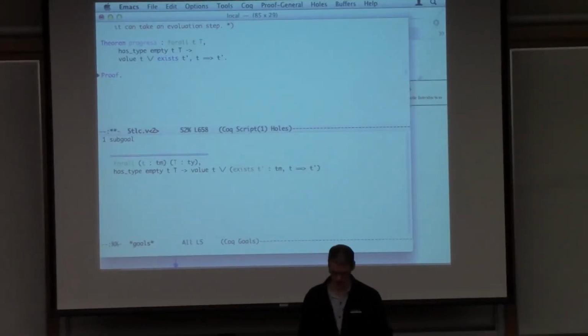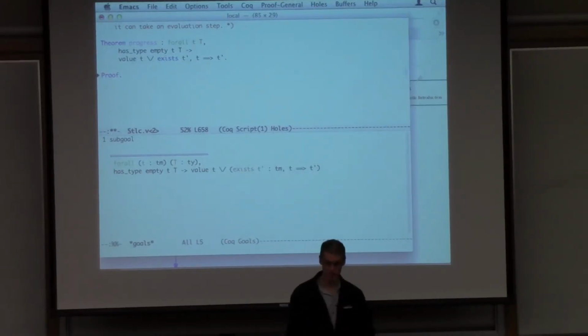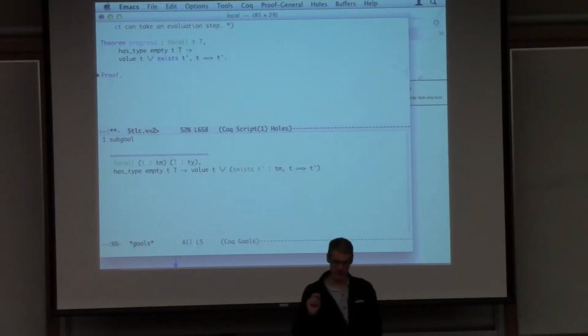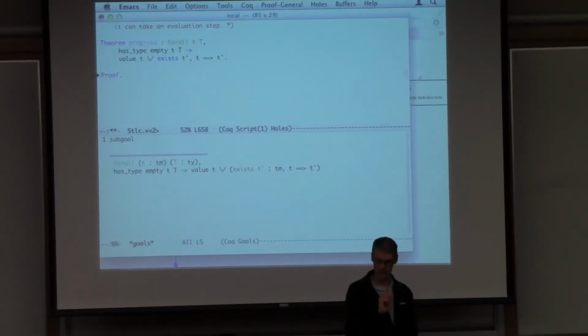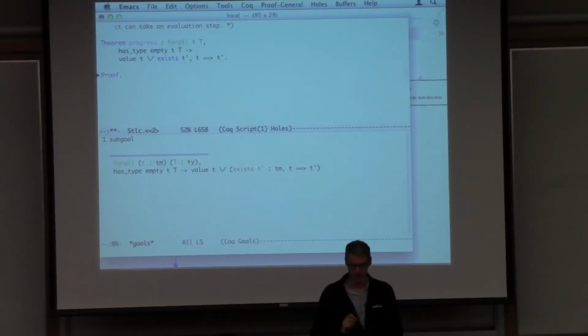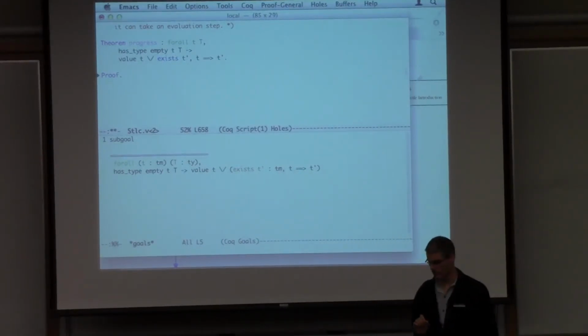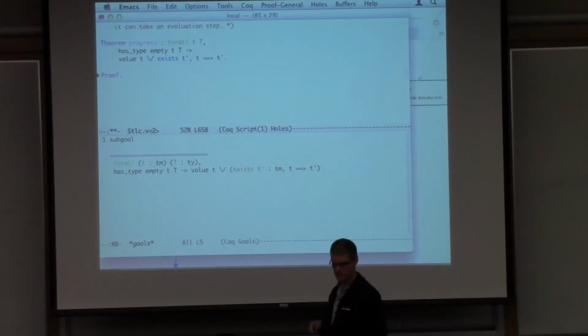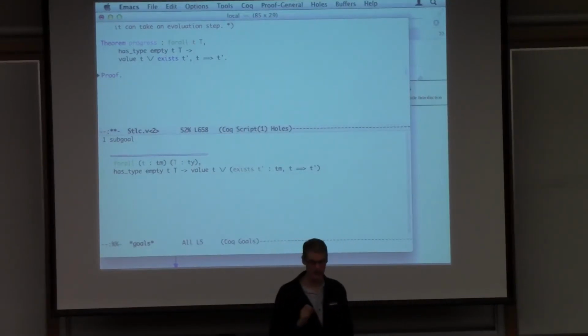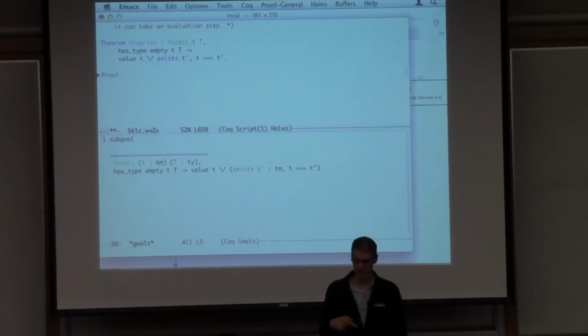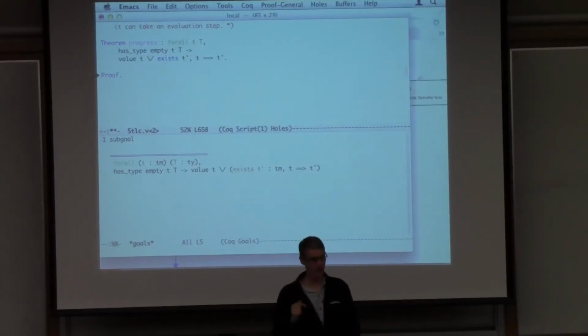Give it a minute to catch up. There we are. All right, so let's prove progress. Let's remember what progress says. It says if little t is a term and capital T is a type, and in the empty context, that's all we care about because we're doing top-level reduction of closed things, little t has type big T, then either little t is a value or there's some little t prime that little t steps to.